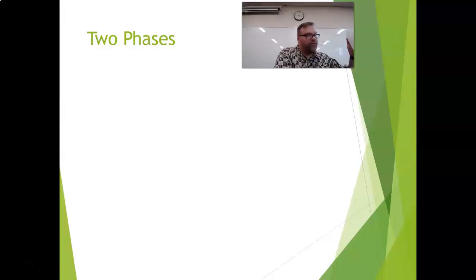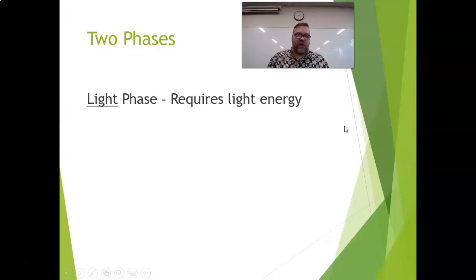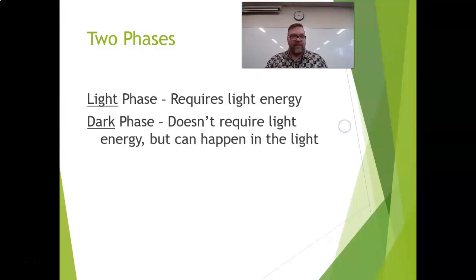All right, looks like we're on page 14 in our note packet, talking about the 2 phases of photosynthesis. There's 2 ways or phases. One is called the light phase. It's called light because it needs light energy. If there's no light, this phase cannot happen. And the second one is called the dark phase. Just because it's opposite of light, it does not require light, but if there's light there, it can still happen.